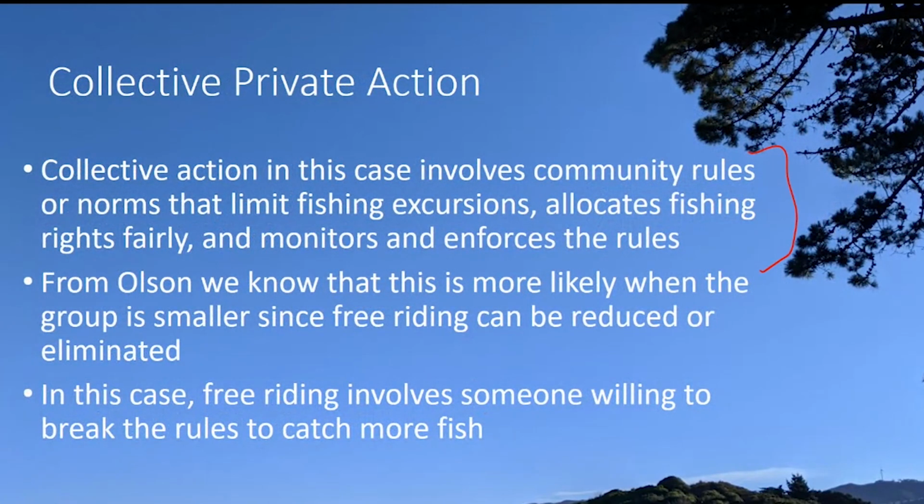Okay, let me just highlight here that collective private action, which I just was talking about, involves community rules or norms that limit fishing or limit grazing. It allocates fishing rights fairly across the individuals, maybe limits how much fish individuals can bring in. They've got to set up monitoring systems to make sure they can keep track of who's fishing the area, who's grazing the land, who's using the river for irrigation. And you have to come up with some way of enforcing the rules. How do you punish people or leave them out of the system in some way if you discover that they're breaking the rules that the community has agreed upon?